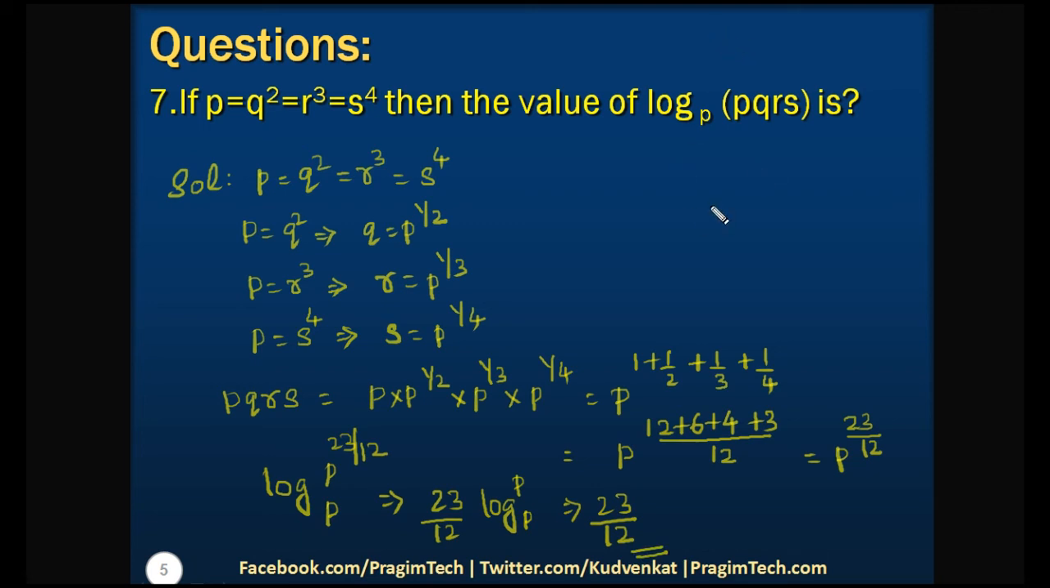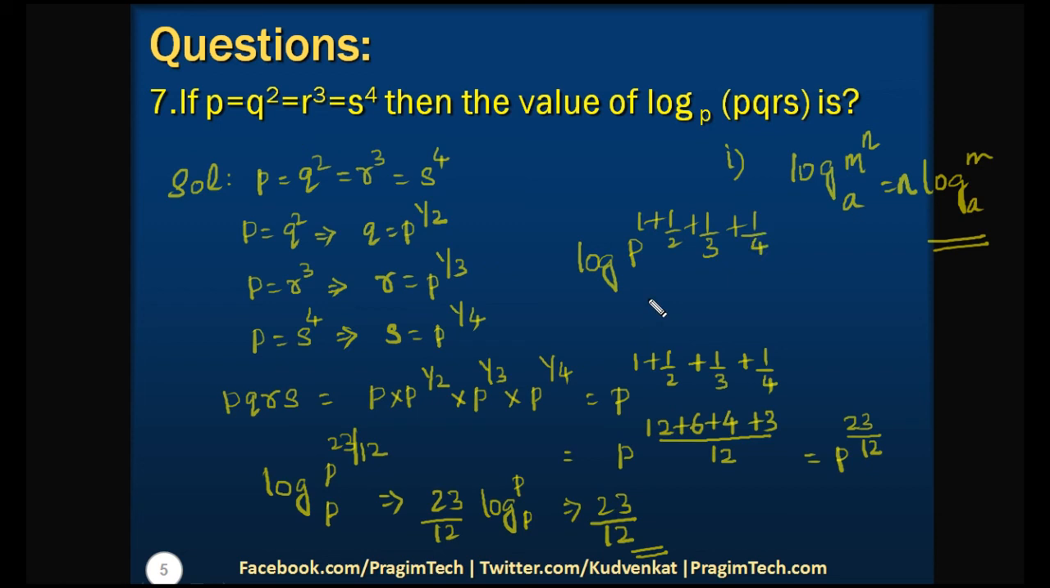So let's list out the properties which we have used over here. The property which we have used is logarithm of m to the power n to the base a. We can write it as n logarithm of m to the base a, right? Solution for this question, you have to decide from the options itself. If it is given a simplified form, then you have to simplify these fractions by taking LCM like this. If it is directly given as 1 plus 1 by 2 plus 1 by 3 plus 1 by 4, at the time it is logarithm of p to the power 1 plus 1 by 2 plus 1 by 3 plus 1 by 4 to the base p.